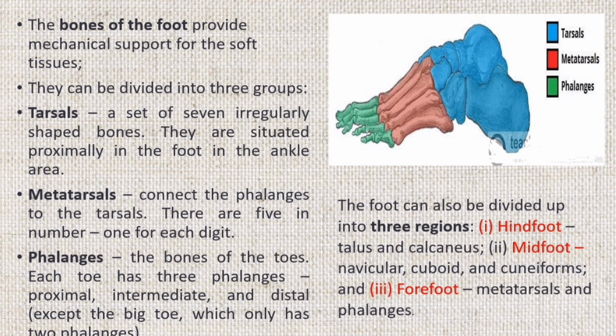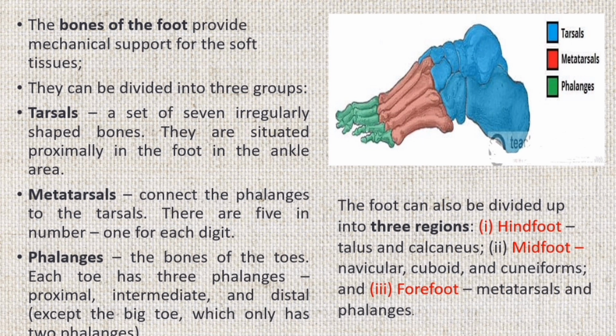The bones of the foot provide mechanical support for the soft tissues, helping the foot withstand the weight of the body whilst standing and in motion. They can be divided into three groups. Tarsals, a set of 7 irregularly shaped bones. They are situated proximally in the foot in the ankle area. Metatarsals, connect the phalanges to the tarsals. There are 5 in number, 1 for each digit. Phalanges, the bones of the toes. Each toe has 3 phalanges, proximal, intermediate, and distal, except the big toe, which only has 2 phalanges.